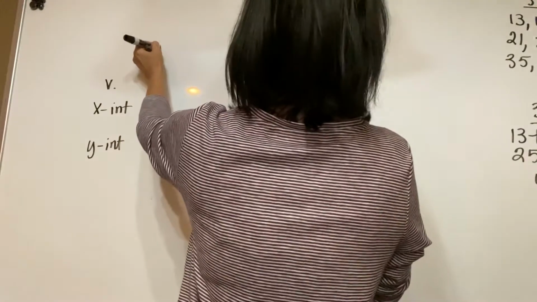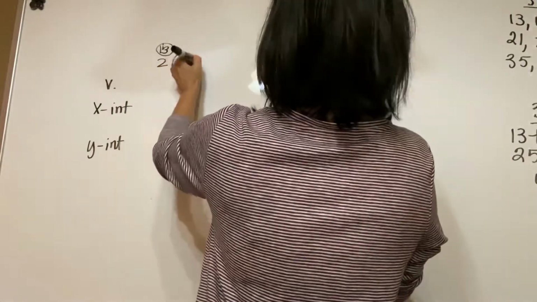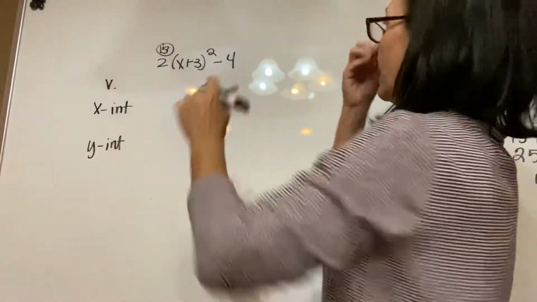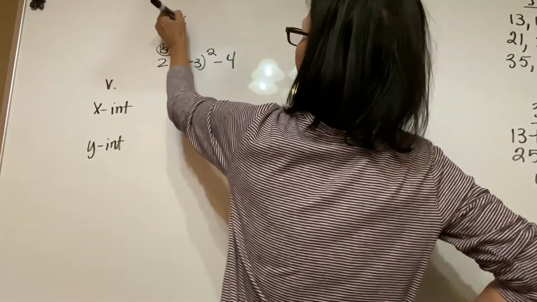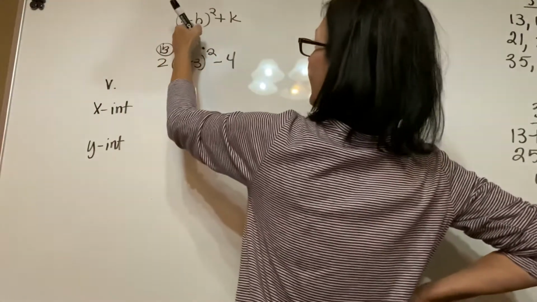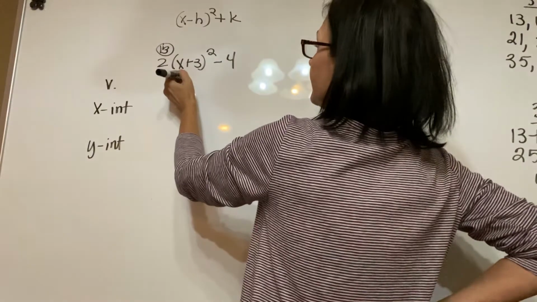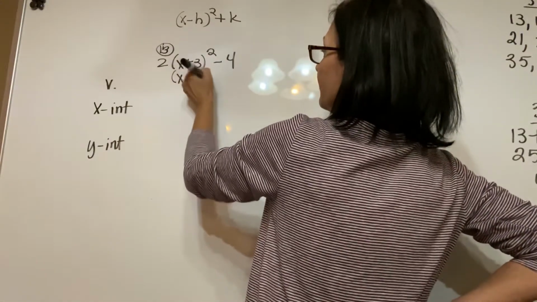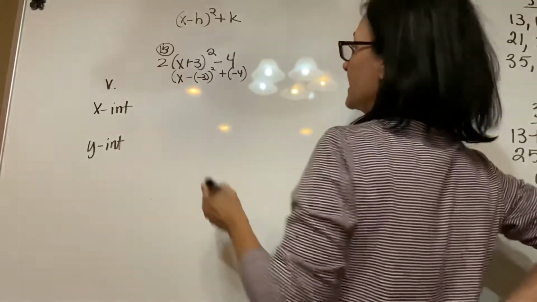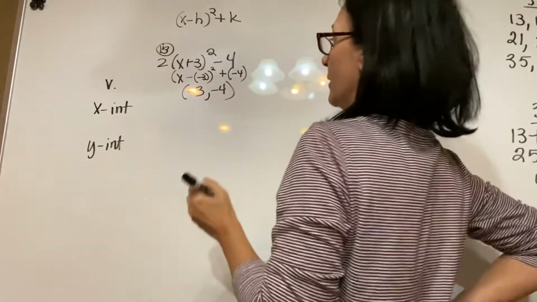Number 13 is 2 times x plus 3 squared minus 4. The vertex is the h, k, but remember, the format is x minus h squared plus k. So that minus is not part of the h value, and neither is the plus. So in here, it's got to be x minus a negative 3 for that to be positive, squared. Then it's got to be plus the negative 4, which is the k value. So the vertex is negative 3, negative 4.